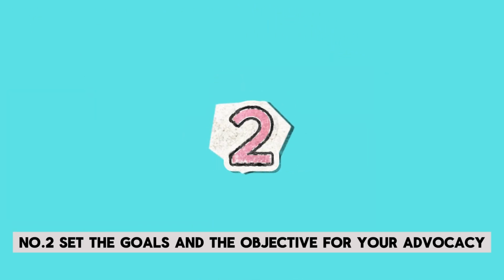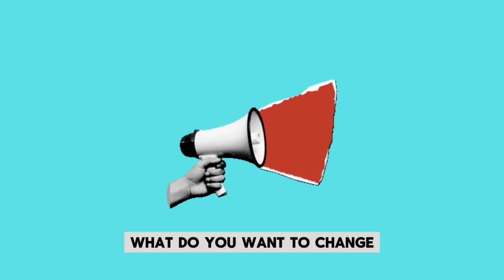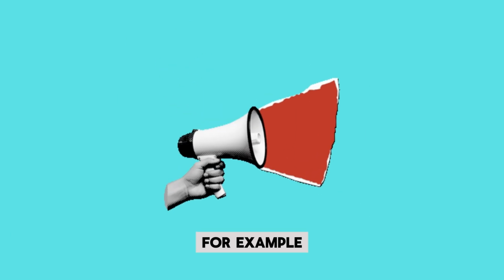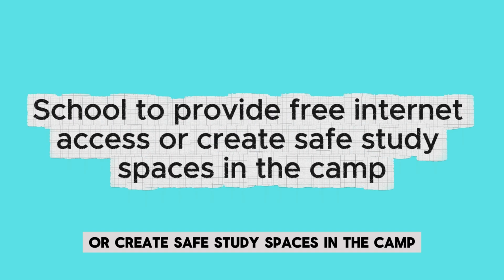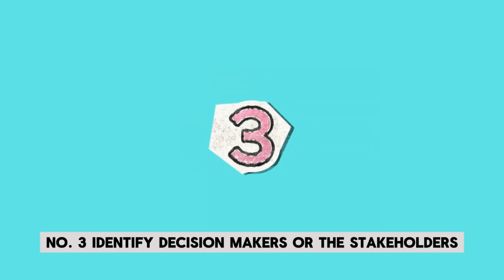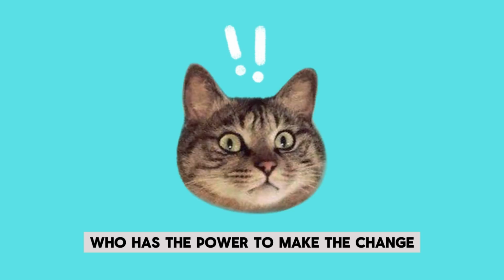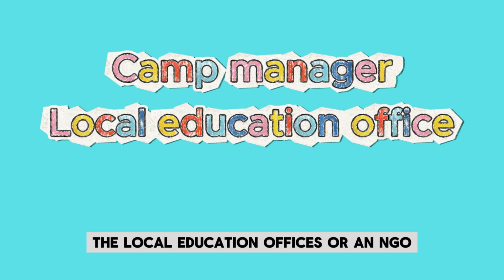Number 2, set the goals and the objective for your advocacy. What do you want to change? For example, you want the school to provide free internet access or create safe study spaces in the camp. Number 3, identify the decision makers or the stakeholders. Who has the power to make the change? For example, it could be the camp manager, the local education offices, or an NGO.